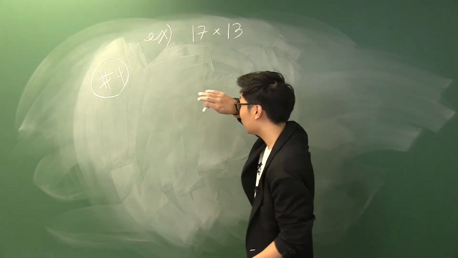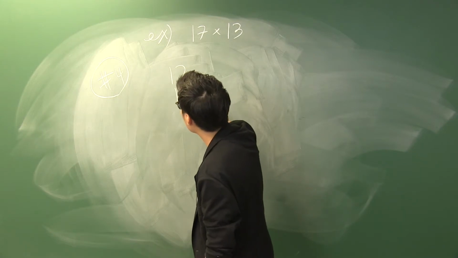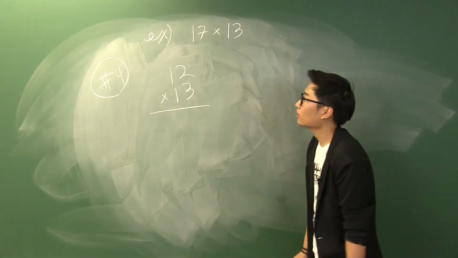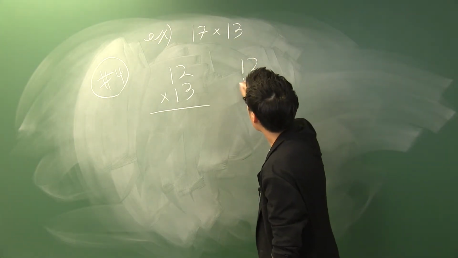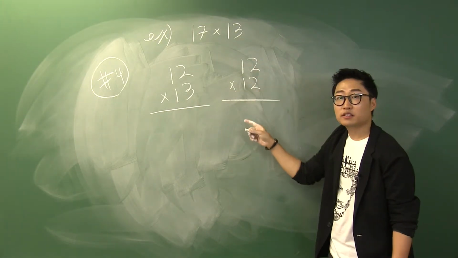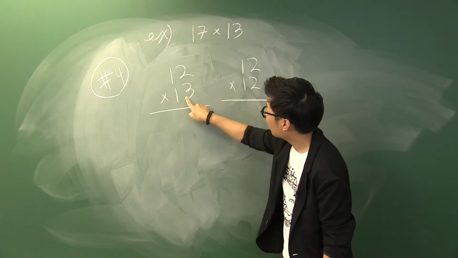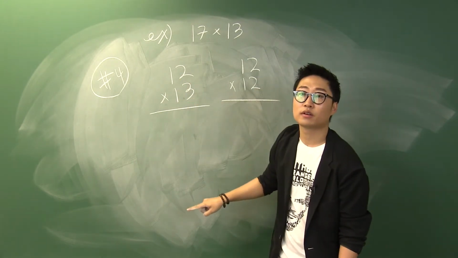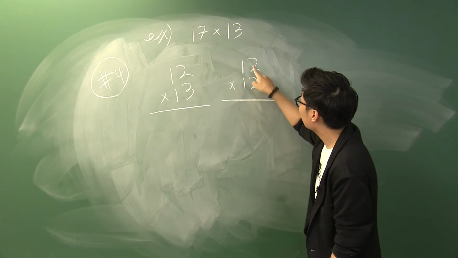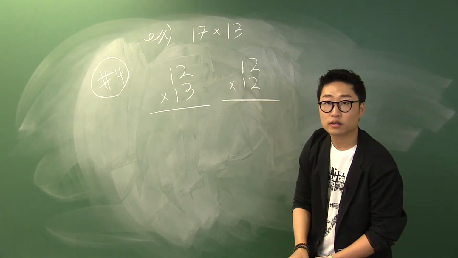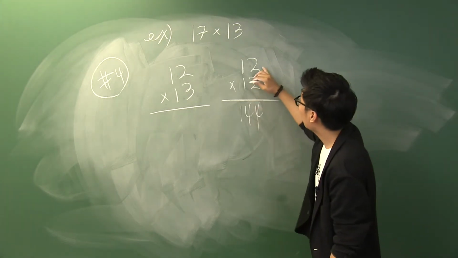So an example would be something like this. 12 times 13. Let's think about that. Hey, isn't this almost the same as this? What's the difference? Well, this is saying there are 13 of 12, or 12 of 13. And this is saying there are 12 of 12, right? So 12 times 12, 144, we know that, because that's 12 of 12.